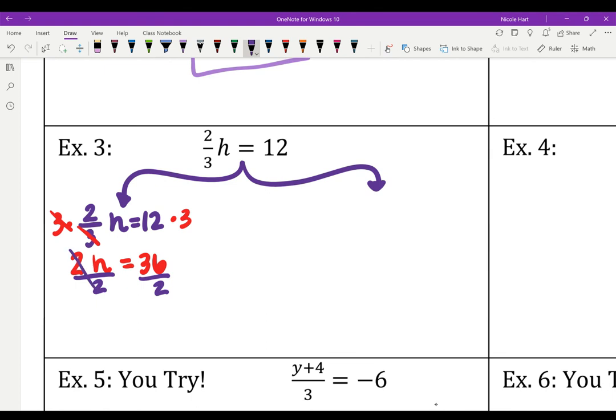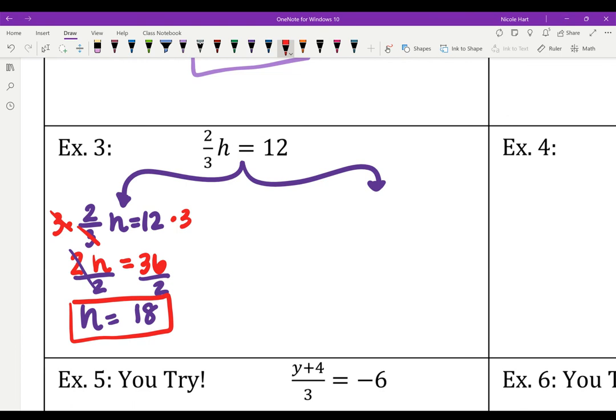On the left-hand side, the 2's cancel out. h is now by itself, which is our goal. That's what we want to have happen. And then 36 divided by 2, again, don't be afraid to use your calculator, is 18. Okay, so that is one way to do this problem.